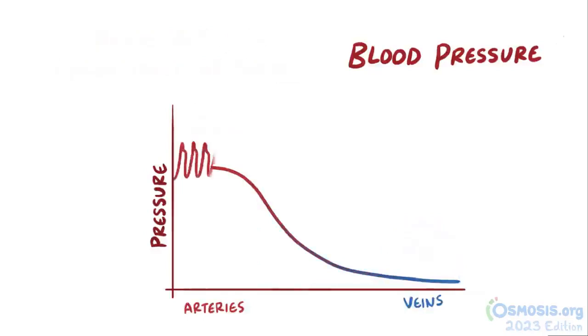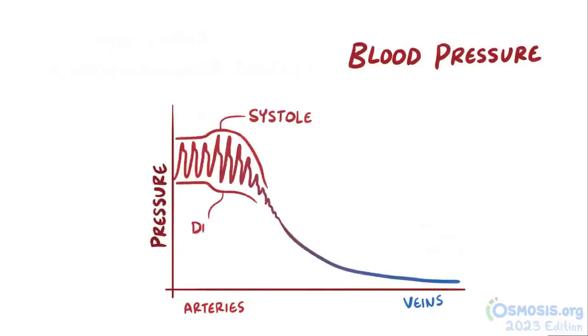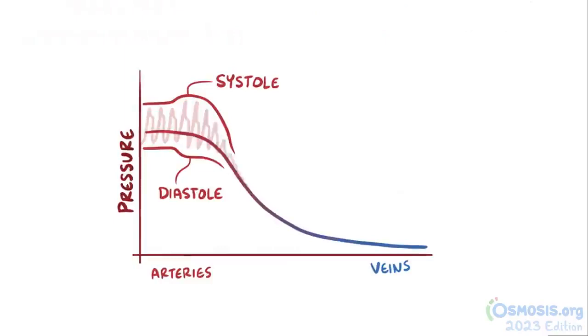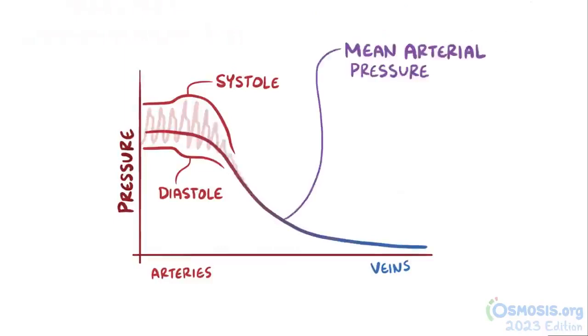Actually, though, the pressure curve looks a little more like this, and fluctuates in the arteries depending on what part of the cardiac cycle it's in. These peaks correspond to systole, and these low points correspond to diastole. That being said, this original line is the average of these fluctuations, or the mean arterial pressure, sometimes just shortened to MAP.